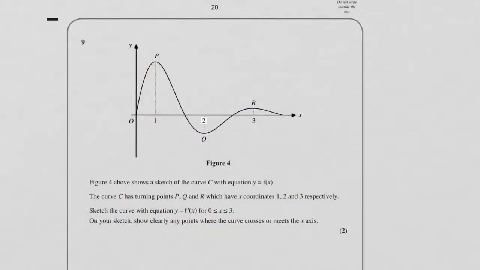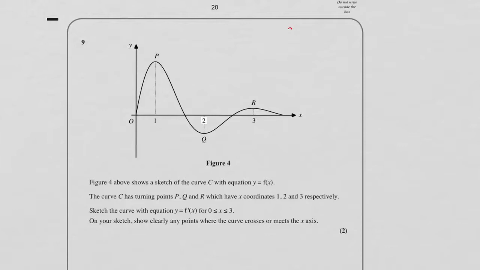Okay, question 9. Quite a weird question, I'm not going to lie. You've been given the curve f of x, and you've got 3 turning points here, P, Q and R. You need to sketch the gradient function. So there's a couple of things you need to remember here.